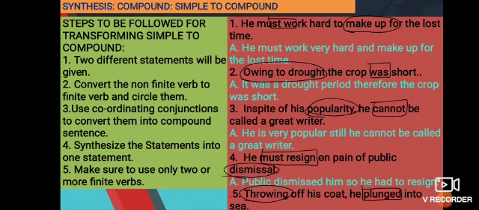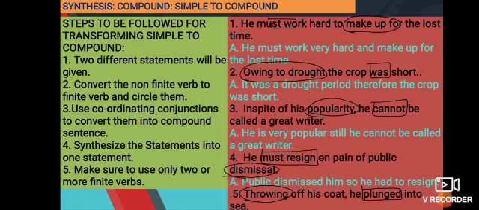Number 4, he must resign on pain of public dismissal. That is, "must resign" is a finite verb, so put a box. Now "dismissal" is a word that you are going to change from non-finite to finite, that is "dismissed", because he was dismissed. Why did he have to resign? Because it was for the sake of public dismissal. So the public dismissed him, so he had to resign. So the reason should go ahead, that is, the public dismissed him. Because the public dismissed him, he has to resign.